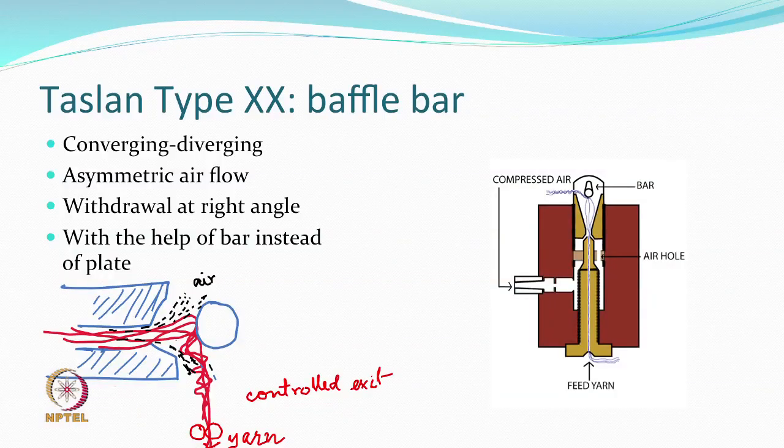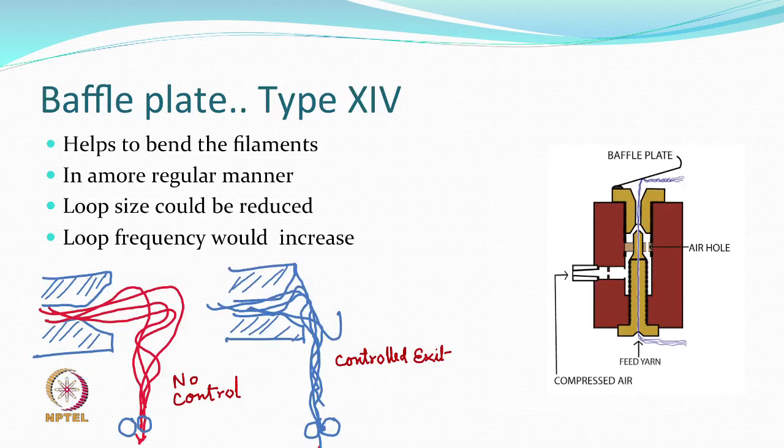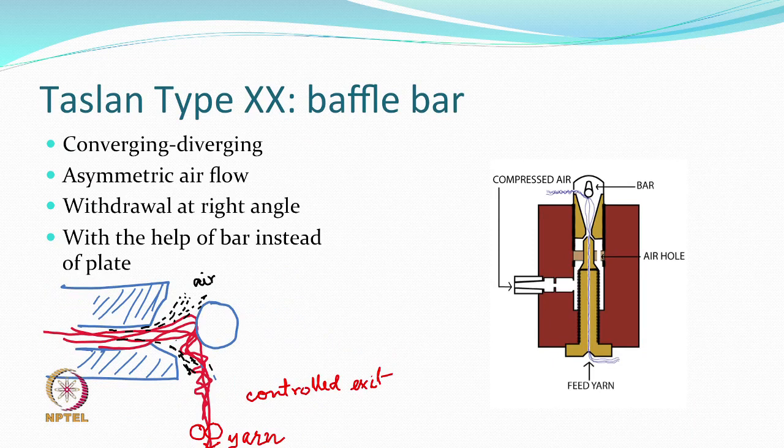In Taslan 20, instead of using a plate at the exit, they had a bar, so the excess air, which is not really doing much, can escape. The filament can go, strike, and obviously is being pulled down, so it will come down. However, the air will keep moving in this direction or in this direction without any obstruction. Unlike the plate, where air would find it difficult to move up in this direction and has to follow this path, this is an additional advantage. So, Taslan 20, for example, had this kind of a baffle bar.